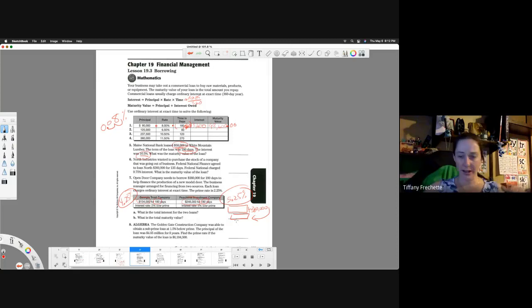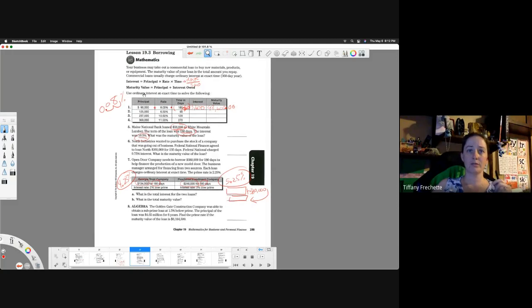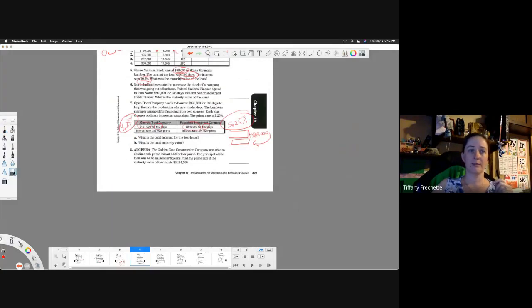All right, so let's go ahead and take a look at this algebra problem. I'm going to scooch this up and give myself a little bit more room here. And I'm going to erase this bit here. Get rid of this just to give me a little bit more room to write. Okay. So the Golden Gate Construction Company was able to obtain a subprime loan at 1.5%.